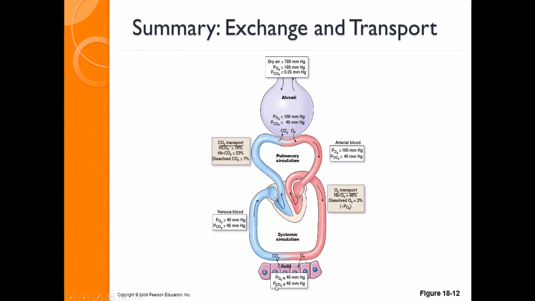If we then follow our carbon dioxide that was made at all of our body tissues, that carbon dioxide, most of it as bicarbonate ions, travels through the body to the right side of the heart. Heart pumps it to the lungs, where it then diffuses out of the blood and into the lungs, and then out the respiratory system and out the nose in order to be exhaled and gotten rid of. So that's exchange and transport in summary.